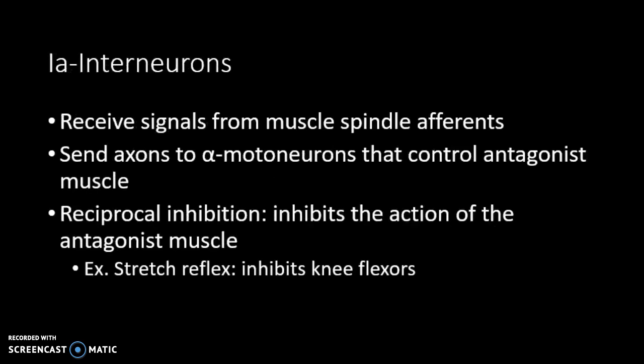Then we have the 1A interneurons. These receive signals from the muscle spindle afferents and send axons to alpha motor neurons that control the antagonist muscle. Again, these axons already exist, but we're saying these axons go here. So we'll see the reciprocal inhibition of that stretch reflex inhibits the action of the antagonistic muscle.